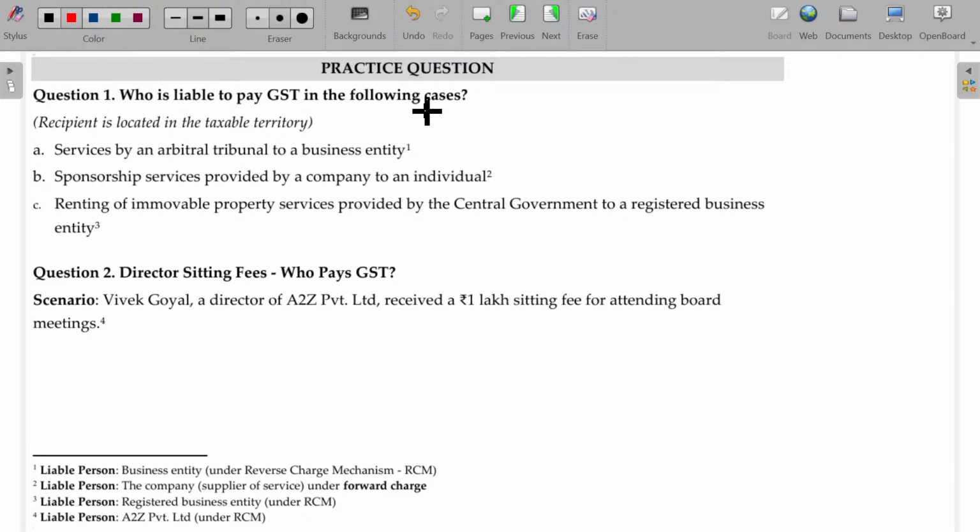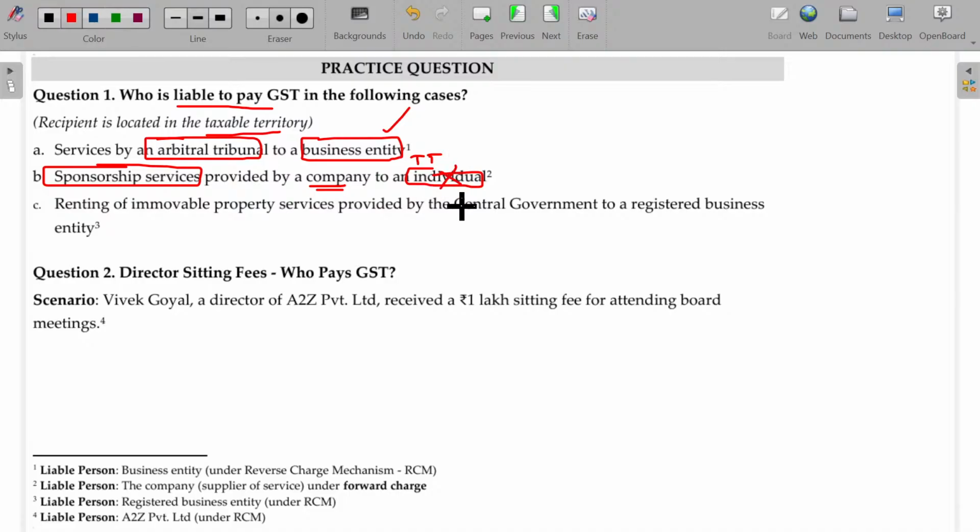Who is liable to pay GST in the following cases? Recipient is located in the taxable territory. Service by an arbitral tribunal to a business entity: that business entity is in the taxable territory, then definitely the business entity should pay the GST. Sponsorship services provided by a company to an individual, the recipient being an individual. If the recipient were a company, then RCM would apply, but here RCM is not applicable, forward charge will be applicable.